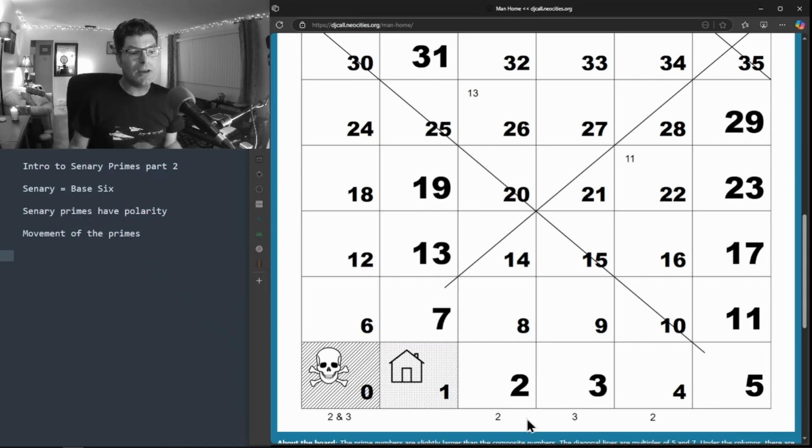Let's take a look at how the prime numbers move through this Senary number line. 2 basically goes every other column, 2, 4, 6, 8, 10. Whereas 3 bounces back and forth between this 3 column and this 6 column. 3, 6, 9, 12, 15. Okay, 5 goes up and to the left, 5, 10, 15, 20, in a straight diagonal line.